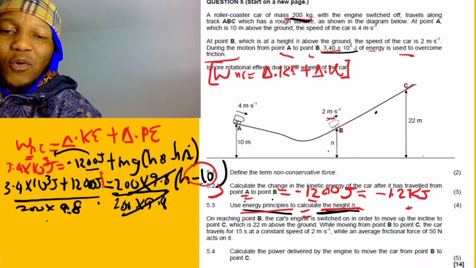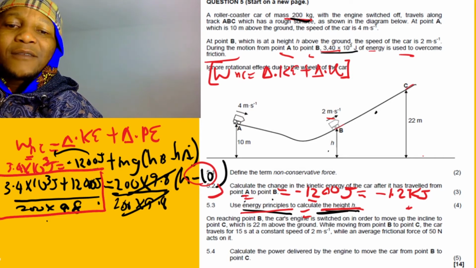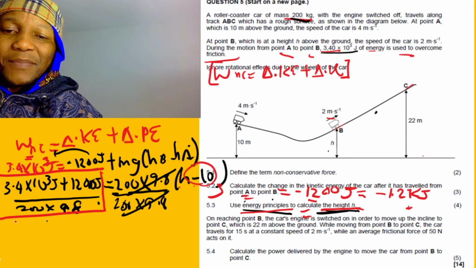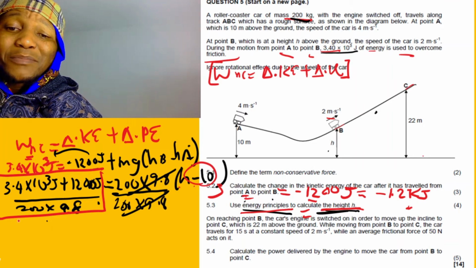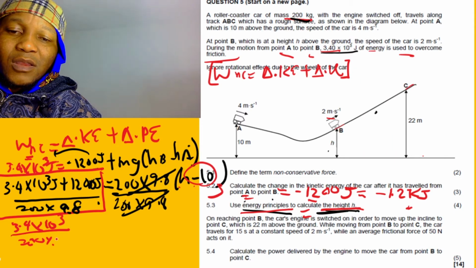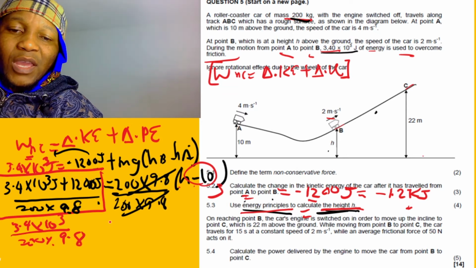So this is going to be, put all this in the calculator. So here I'm going to have h minus 10. Okay, let's just go step by step. 3.4 times 10 to the power 3 over. Okay, on the right we have what? h minus 10. So what happened here?